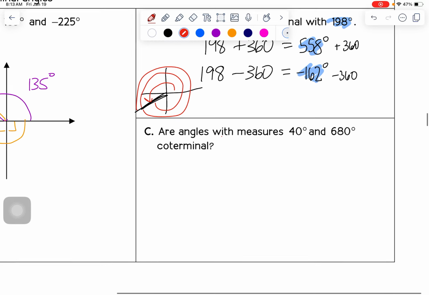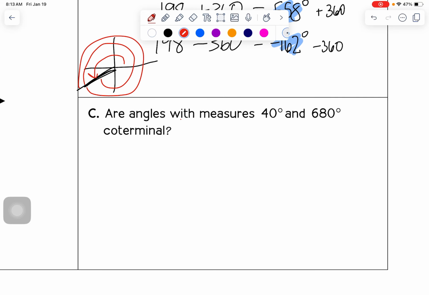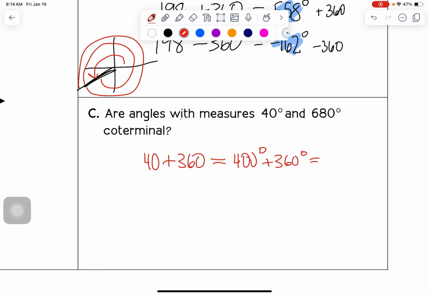Are angles with measures of 40 and 680 coterminal? How do we determine that? Well, the simple way is to just take 40 degrees and add 360 to it. That gives us 400 degrees. Then I would want to add 360 again, and when I do that, I get 760. So I went right past 680. I did not get 680 for an answer, therefore they are not coterminal. I could have done the same thing by subtracting 360 from 680 until I get past 40.